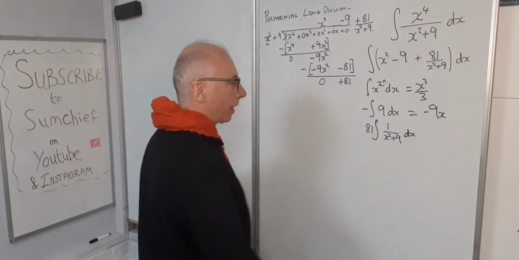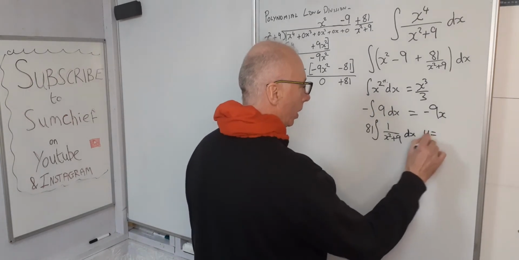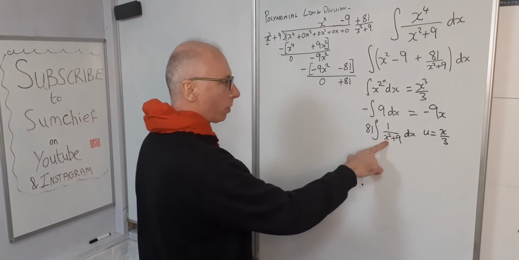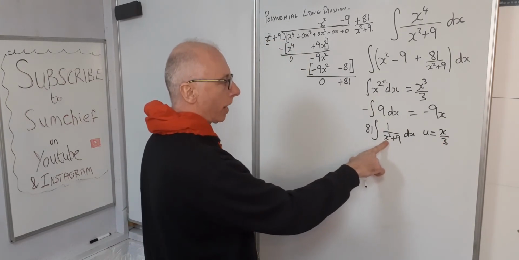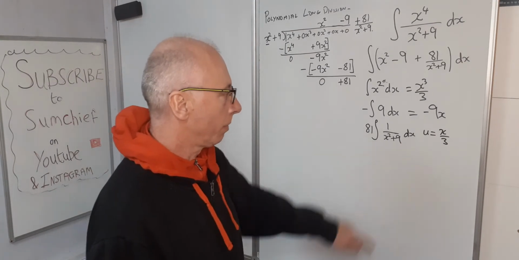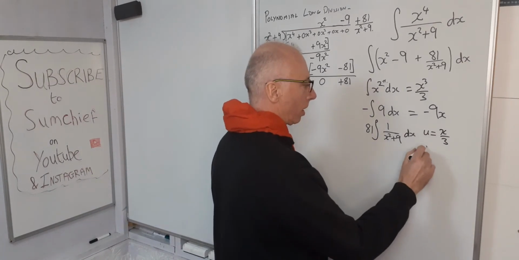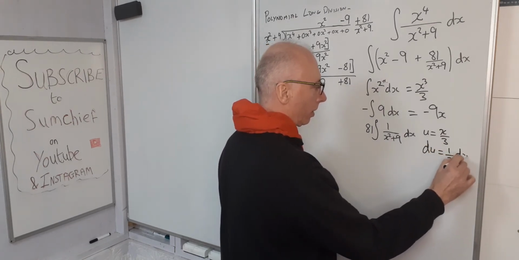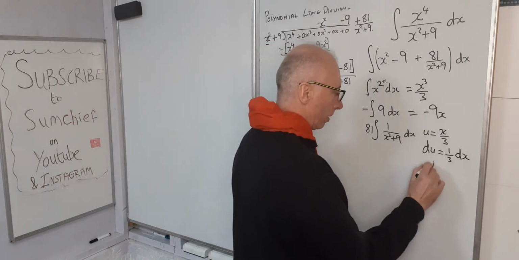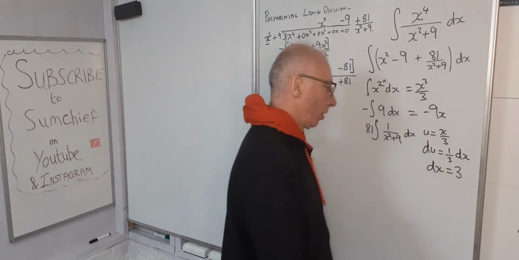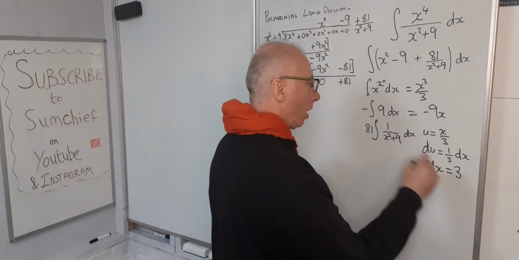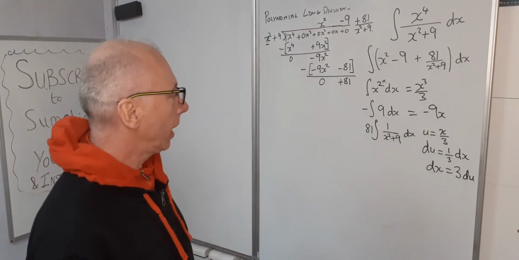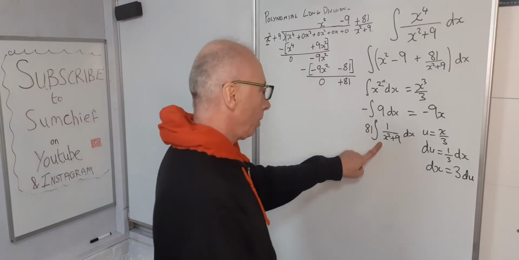So do the u subs down here. If you let u equal, because we've got a 9, we want x over 3. Because then when we square it, we get x squared over 9, and that will be equivalent to this one. So u equals x over 3, du equals 1/3 dx, and therefore dx equals 3 du. Okay, right. So now let's do the u sub into here, bring it into the u world.